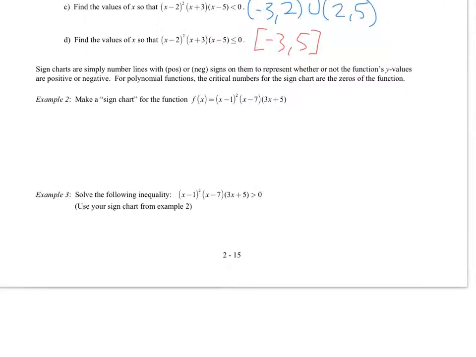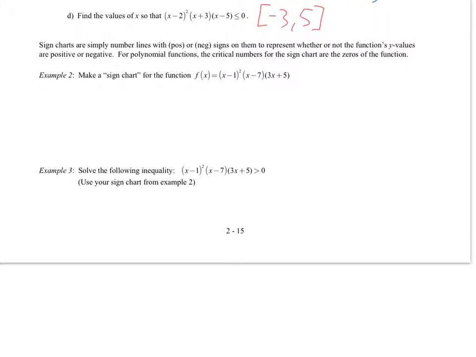So if we look at some other examples, what happens if we don't want to have to make a graph of it? What if we just want to look at the equation and have another method of doing that? So a sign chart is something that could be helpful for that. In example 2, I'm going to show you what that sign chart might look like, and then we're going to use that to answer example 3.